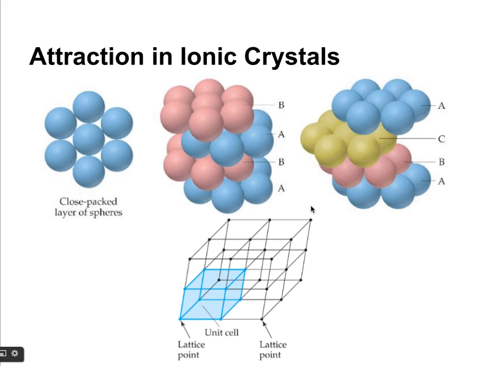Since ionic crystals all have a repeating 3D pattern, we can focus on the smallest individual unit of it, like this blue square in this picture. That's called a unit cell. We can just focus on the shape of one unit cell in determining the shape of the ionic crystal.